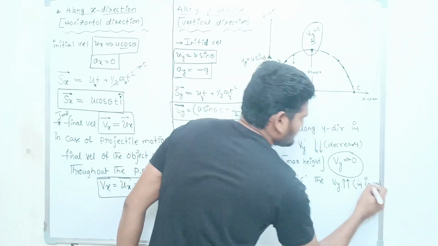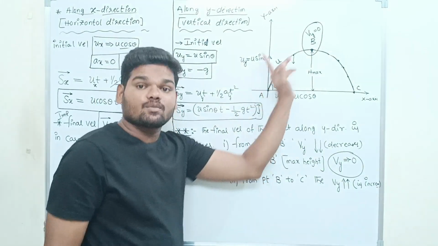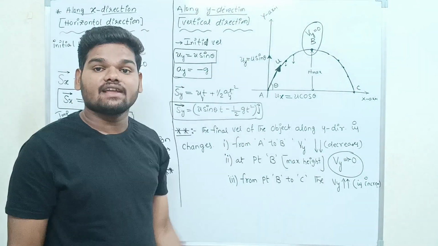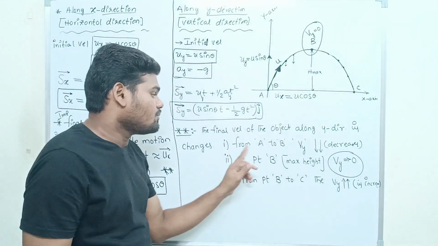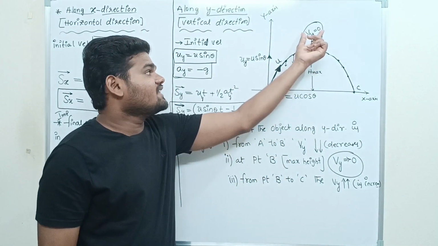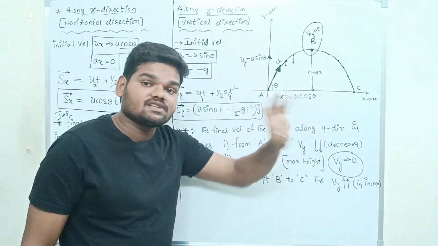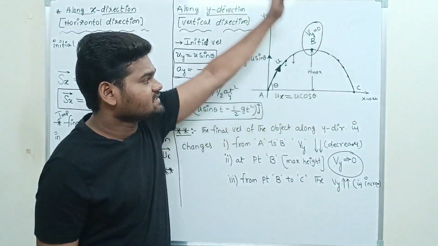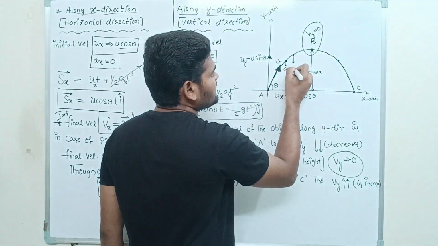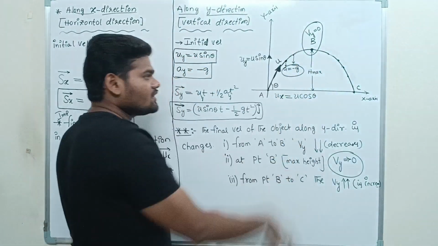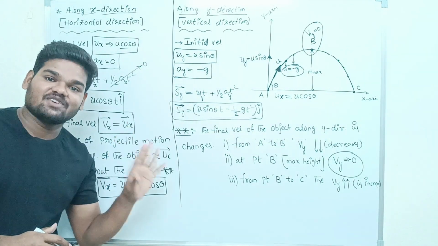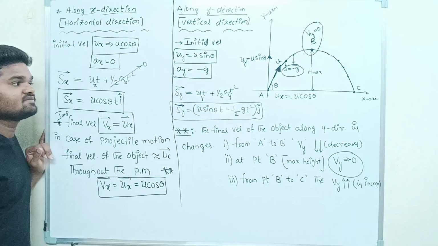Okay, right. From point B to point C, the velocity Vy increases. So in case of a projectile body, the velocity component along the vertical direction or y-axis decreases from point A to point B. At point B, the y component of the final velocity becomes 0. From point B to point C, the velocity increases, and the acceleration due to gravity acts on the object in the downward direction. Okay, right. Are you understood? Any doubt?